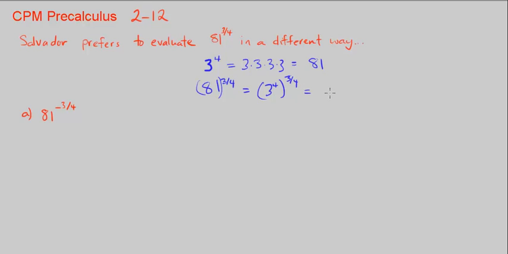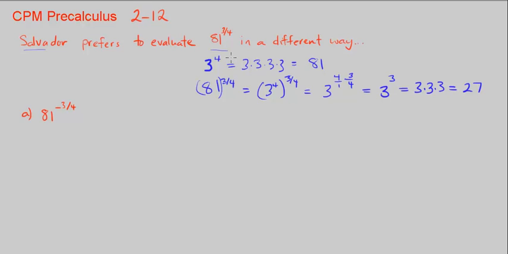And then he knows that from there, when he has 3 to the 4th to the 3/4, it becomes 4 times 3/4. And 4 is over 1, so the 4's cancel out, and he's left with 3 to the 3rd power. Okay, and 3 to the 3rd power is just 3 times 3 times 3. 3 times 3 is 9. 9 times 3 is 27. So this is how Salvador prefers to evaluate 81 to the 3/4 power.